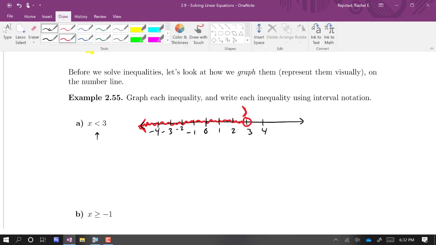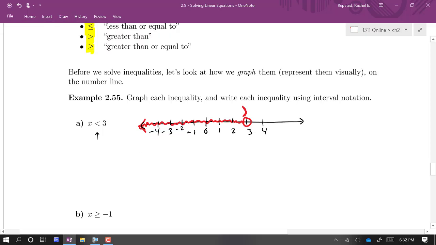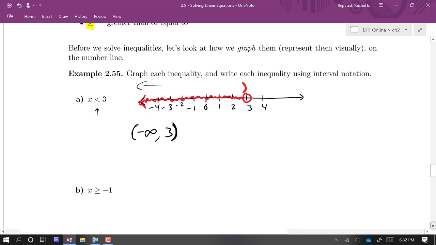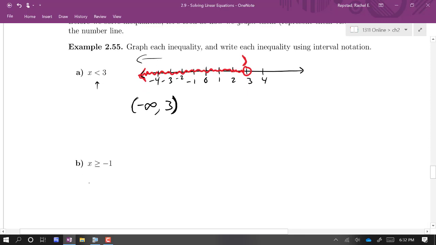So interval notation here would be, let's see, there's no limit to how negative we can be, right? We can go all the way down. So that means our left endpoint is negative infinity up to 3. And we can't include 3, so that's soft parentheses. Infinity always gets a soft parentheses, like an open parentheses. Our next example, x greater than or equal to -1.